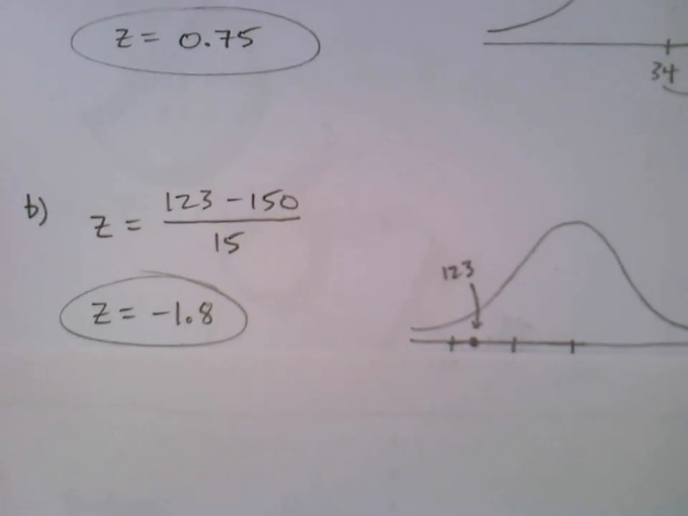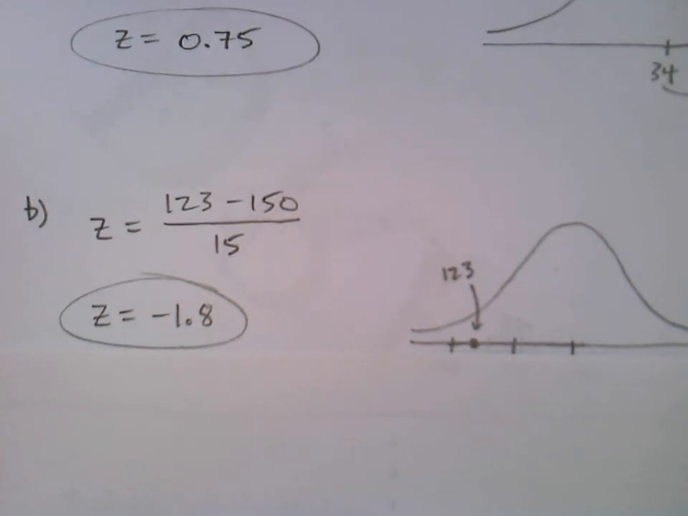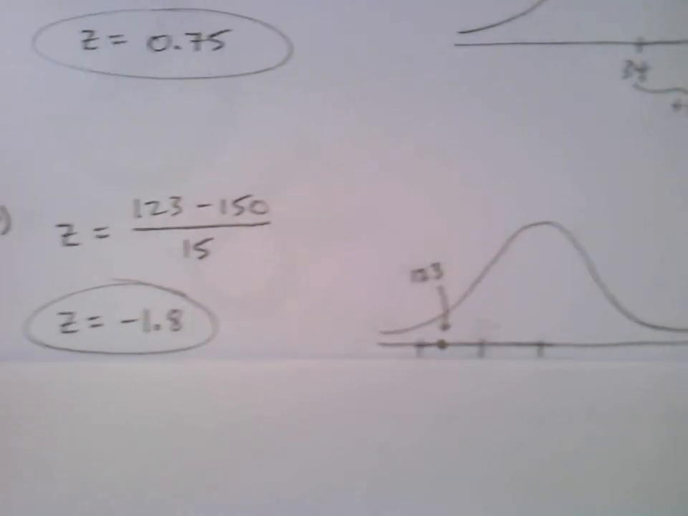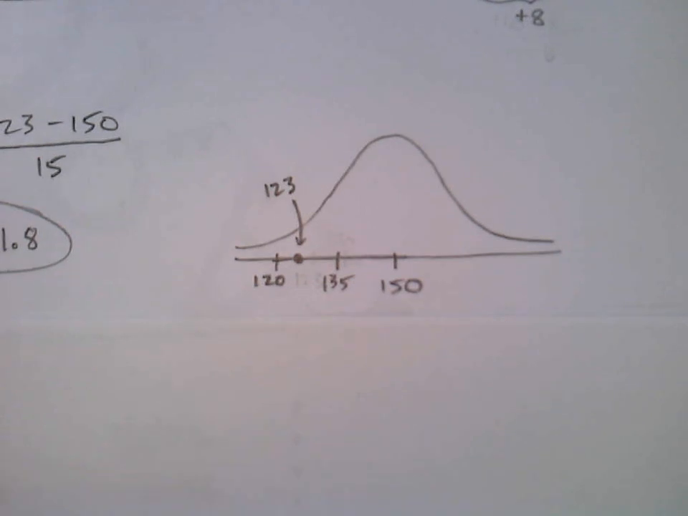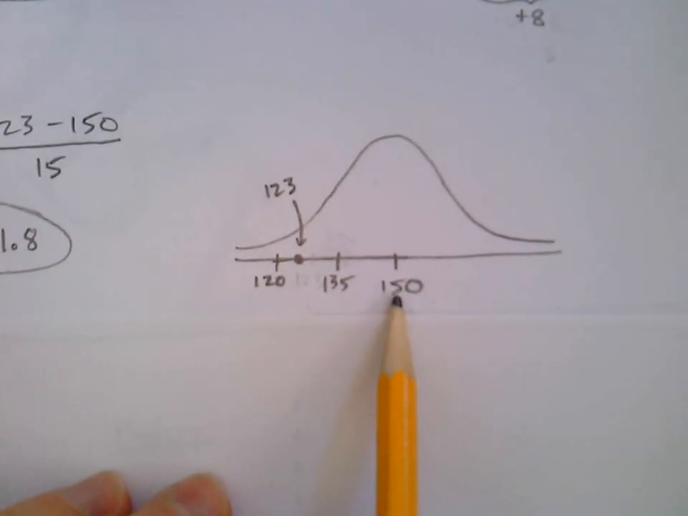So, all right, we know z's can be negative. That just means you're counting to the left. And here's my drawing. I've marked just the important aspects. They told me right there at the middle, the mean is 150. And you see I've counted 2 standard deviations, 15, subtracting 15 again. So this would be z equals 0, z equals negative 1, z equals negative 2.